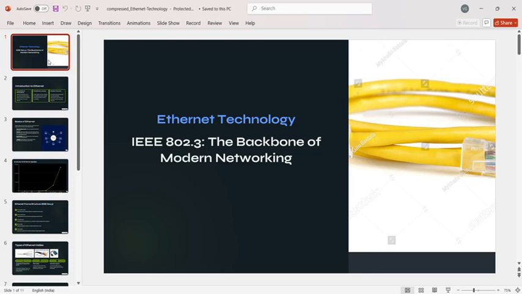Today we will see the topic Ethernet technology, the IEEE 802.3, the backbone of modern networking. First of all, what is Ethernet? Ethernet is a networking technology used for wired communication alone between devices in the local area network.